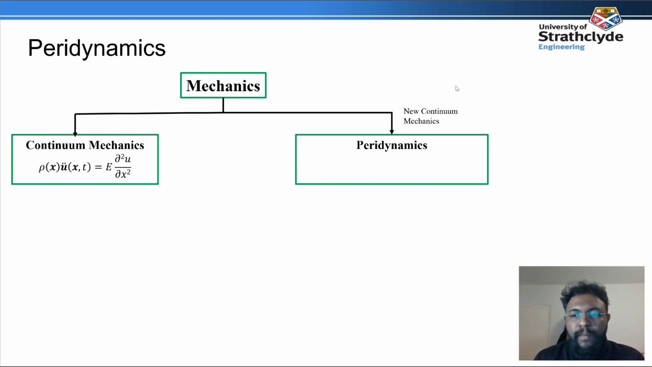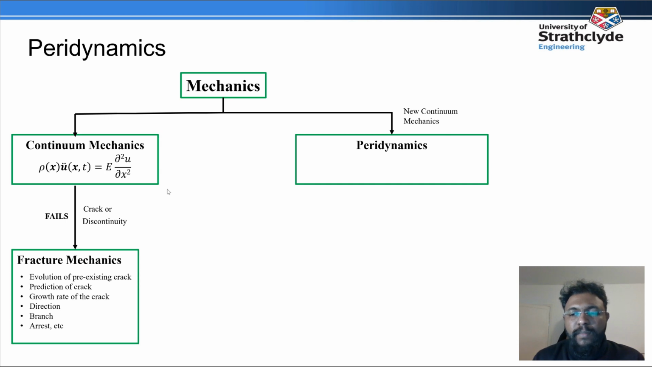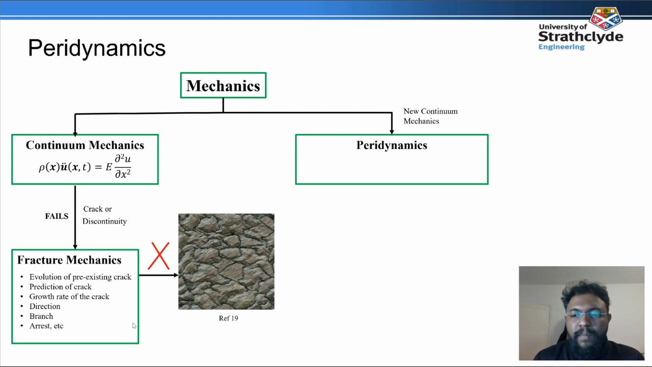Peridynamics is a new continuum mechanics. In continuum mechanics, materials are considered as continuous mass rather than discrete particles, and the governing equation is a partial differential equation. But the equation fails when there is a crack or discontinuity. For ages, to overcome this limitation, various studies on fracture mechanics have improved to identify the different characteristics of the crack. Still, there are limitations when multiple cracks propagate in a complex manner.